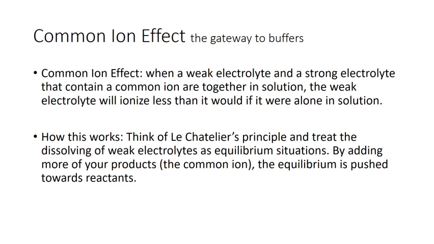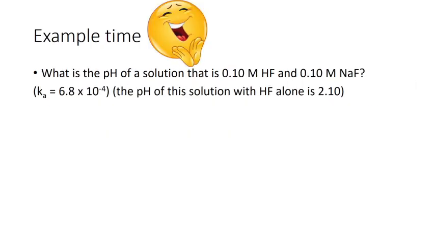Remembering that when you make an adjustment to an equilibrium, the reaction is going to work to counteract that adjustment, right? And so we're going to treat the dissolving of weak electrolytes as equilibrium situations because that's really what it is. And so by adding more of your product, in this case the common ion, the equilibrium is going to be pushed back towards reactants. So we're going to look at this with an example.